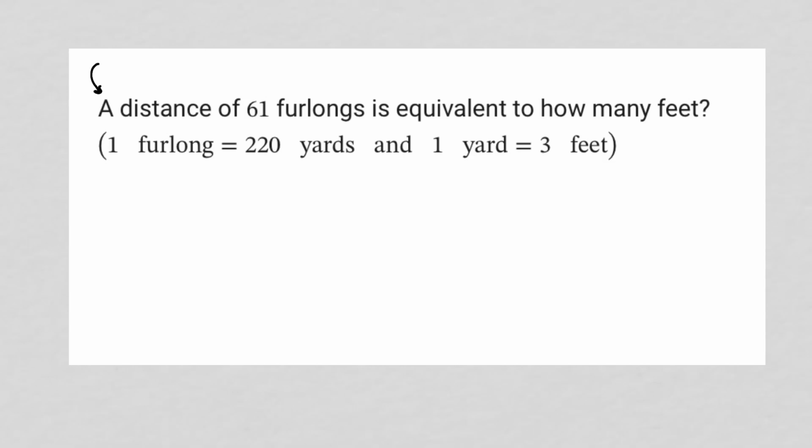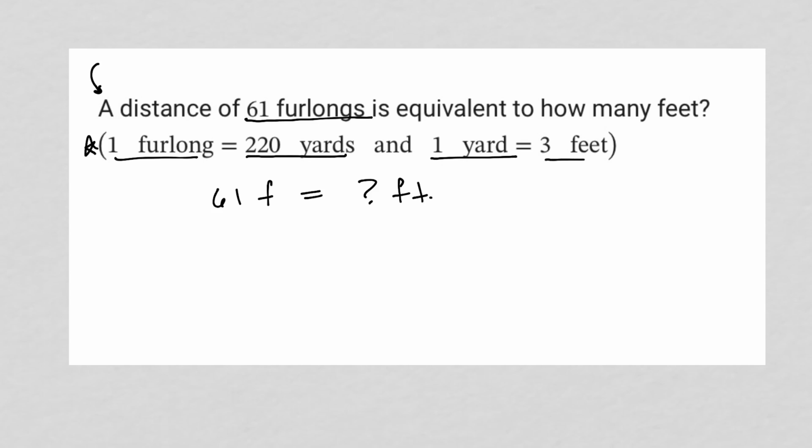So this question says a distance of 61 furlongs is equivalent to how many feet, right? So basically 61, I'll just call it F for furlong, is equal to question mark FT for feet. And then it looks like we're provided with some conversion factors here. 1 furlong is equal to 220 yards, and 1 yard is equal to 3 feet.